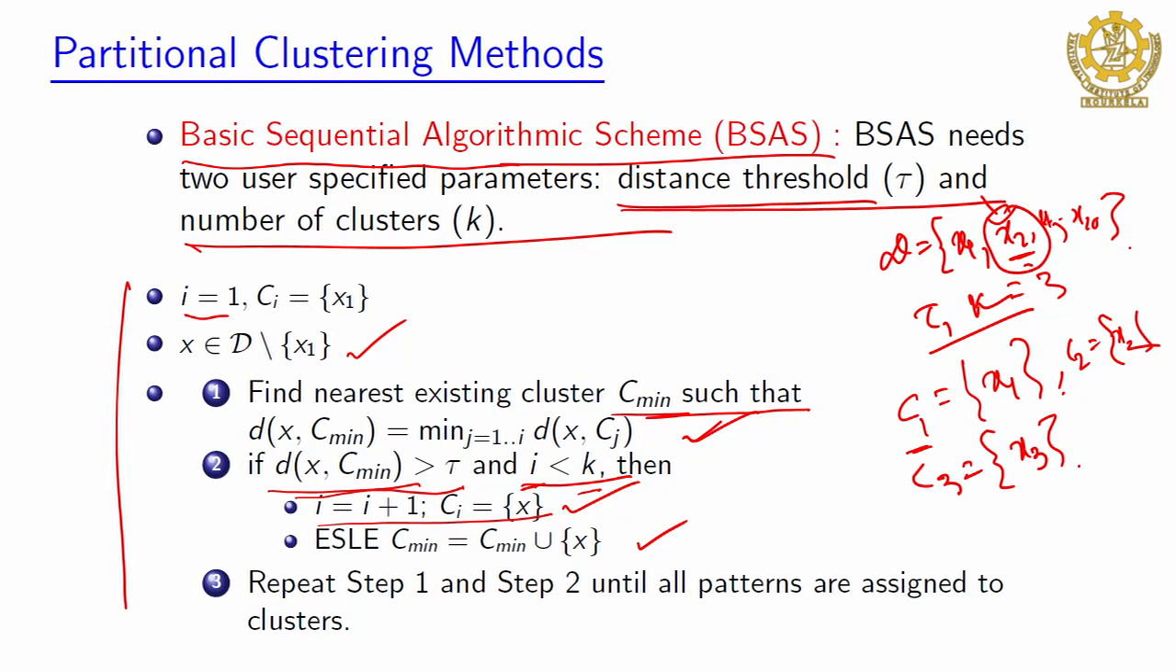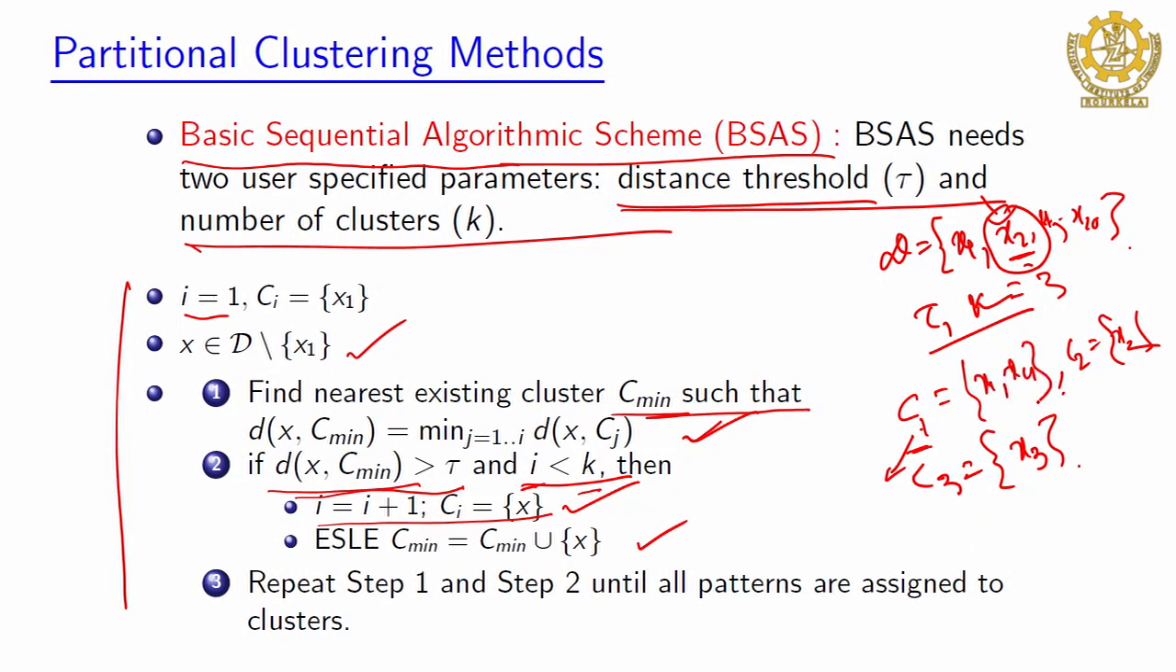Now, you go to the next point. Let us say x4, you compute the distance from x4 to all of C1, C2, C3, and you find that C1 is the closest one, and the distance from x4 to C1 is greater than tau. So, it should be a new cluster, but the k value is 3. So, we cannot form a new cluster, and x4 should be assigned together with x1.